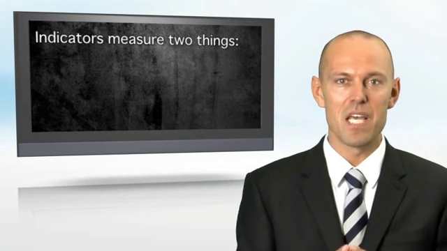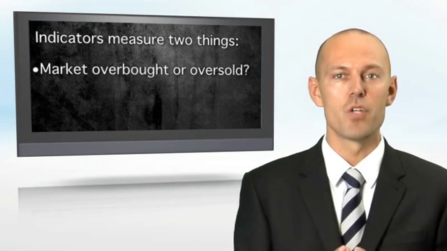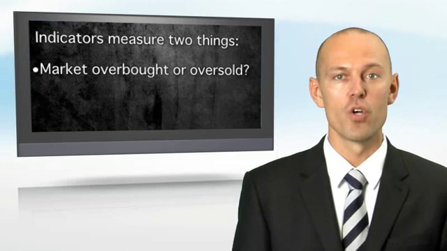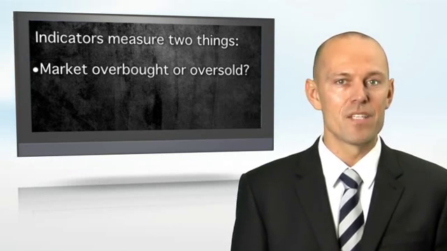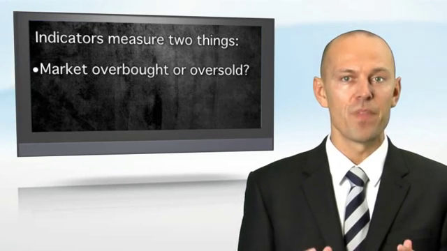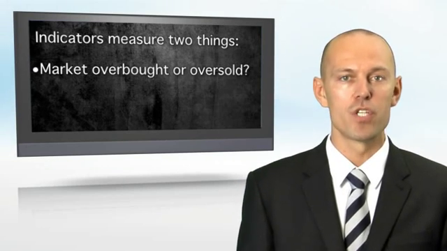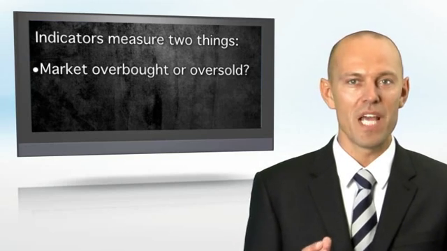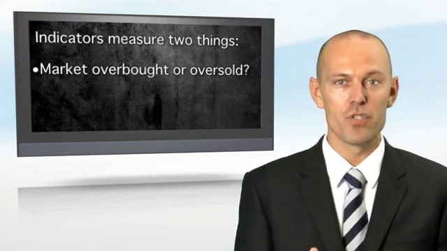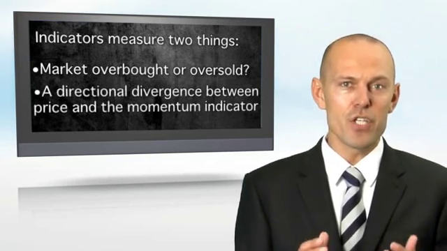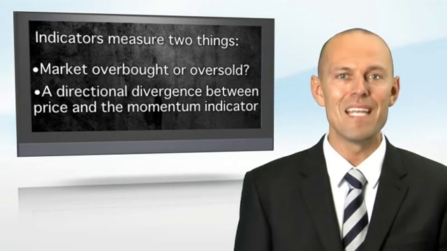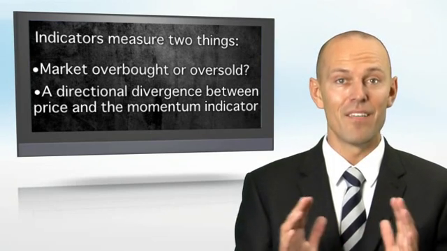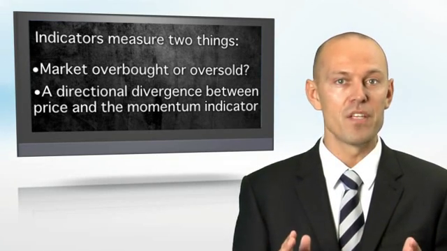The first thing they attempt to measure is whether the market is overbought or oversold. And in order to do that, they make use of bands, which theoretically indicates if the asset is overbought or oversold. The second thing that a momentum indicator attempts to measure is a directional divergence between the price itself and the momentum indicator.